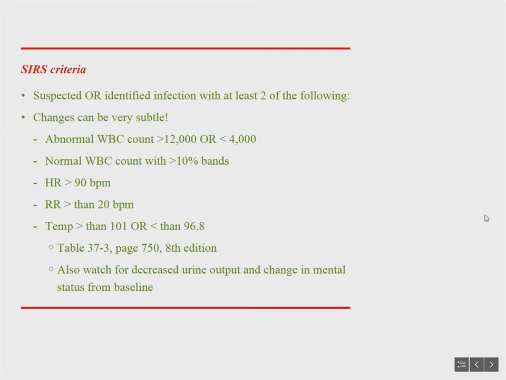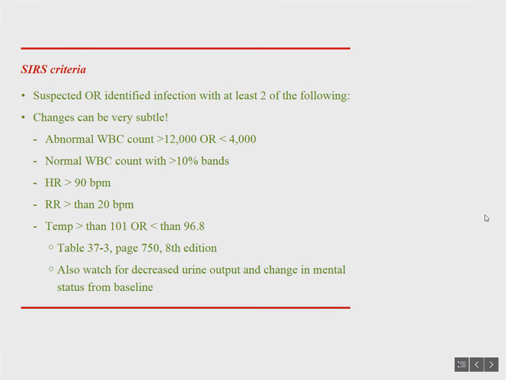Now temperature, it says greater than 101 or less than 96.8, that's Fahrenheit. Here's the thing about temperature. Temperature is not a good indicator of sepsis. Temperature can be all over the place. It can be low, it can be high, it can be normal. So it's not a very good indicator of sepsis. We're also going to be looking at urine output and changes in the patient's mental status. But temperature is not the best indicator. The other ones are better ones to go by.